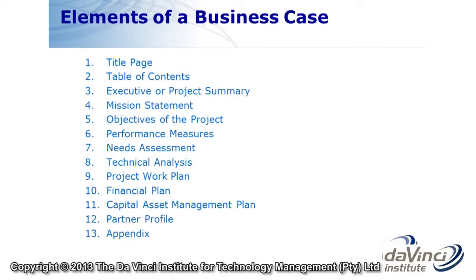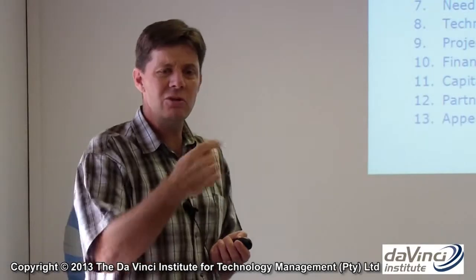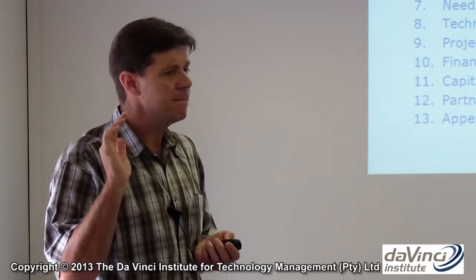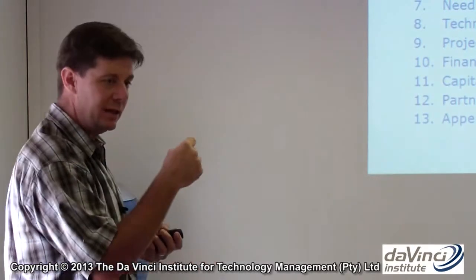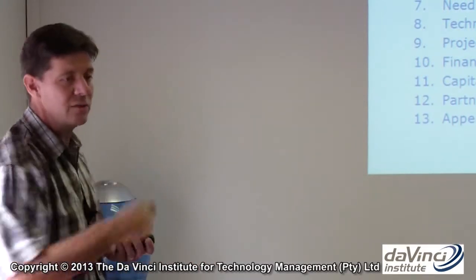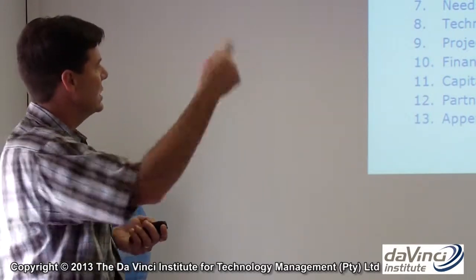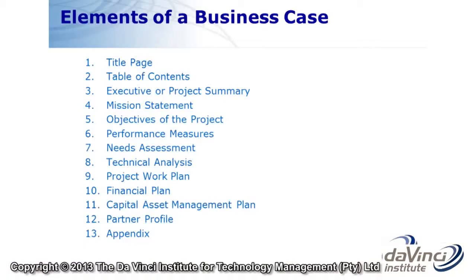Because remember, table of contents is a system of checks and balances. Now, please don't say to me, hang on a second, Richard, I'm already doing a table of contents for my assignment. Do I have to do another one? What's the answer? Yes, because this is the business case. Table of contents for your assignment always happens. This is a table of contents for your business case.